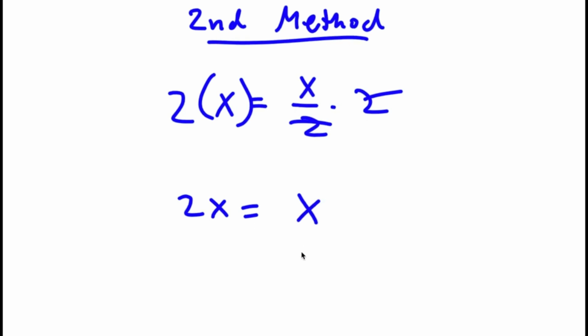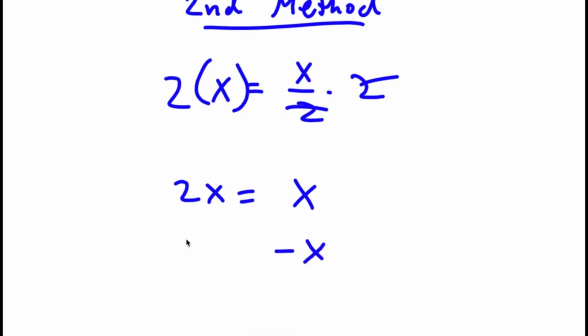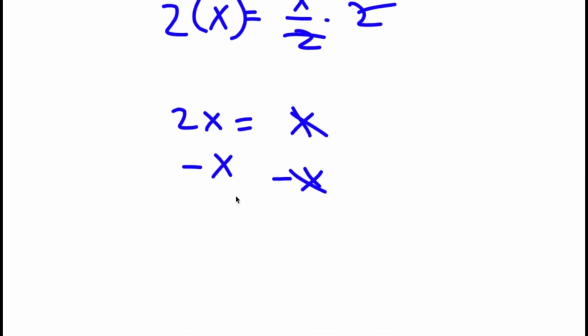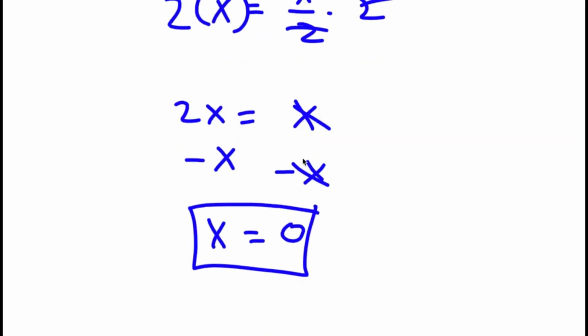So I have 2x is equal to x. Now, I'm going to subtract x on both sides. These two cancel out, and I'll be left with 2x minus x, which is x, is equal to, on my right-hand side, I'll have 0. So x equals 0 again.